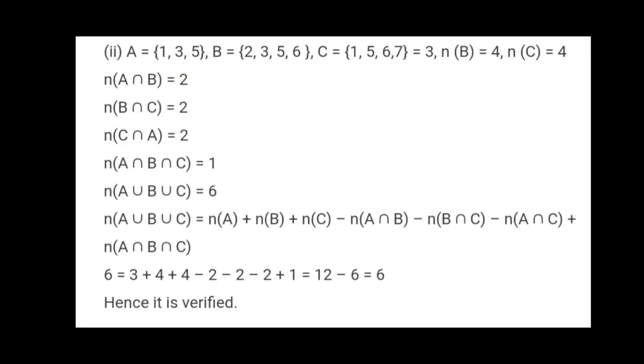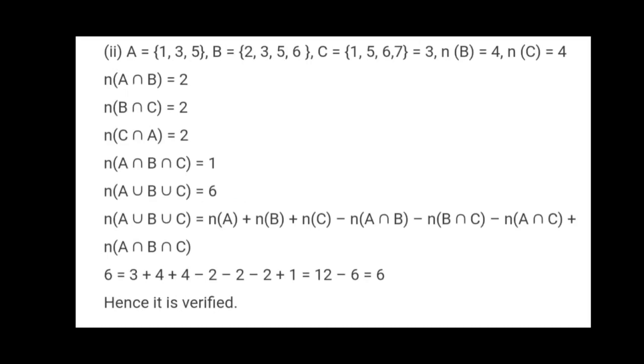So two elements are common, and common elements in all the three sets together. What are the common elements? 5 is the common element in all the three sets. So only one element, that element is 5. When we union all the elements of A, B, C, we will get 6 elements: 1, 2, 3, 5, 6, 7. So we will get 6 elements.